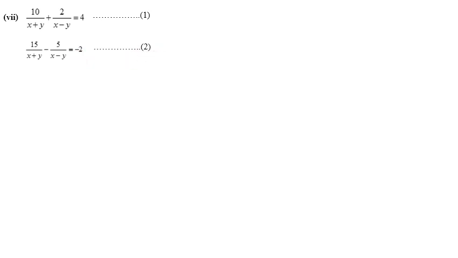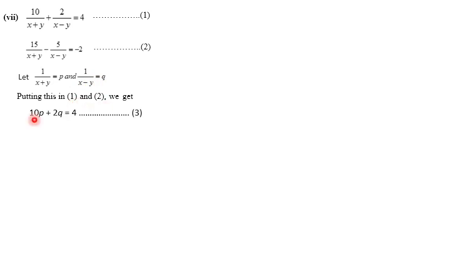When you check these two equations clearly, it is quite clear that the denominators are x plus y and x minus y in the first equation, and in the second equation also the denominators have x plus y and x minus y. So we go for the assumptions like 1 by x plus y is equal to p and 1 by x minus y is equal to q. Substitute it in equation number 1 and 2.